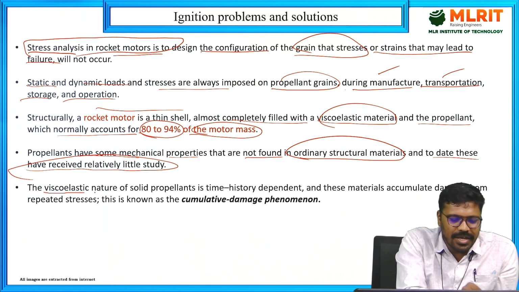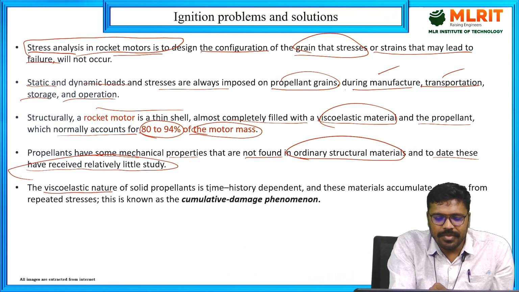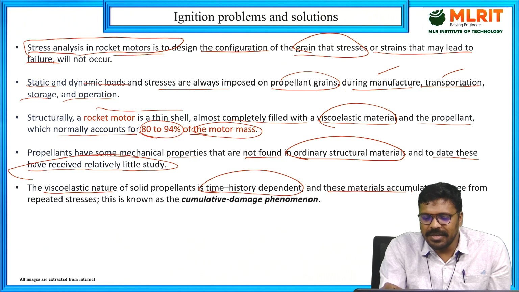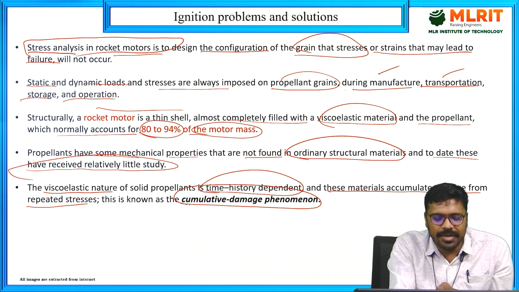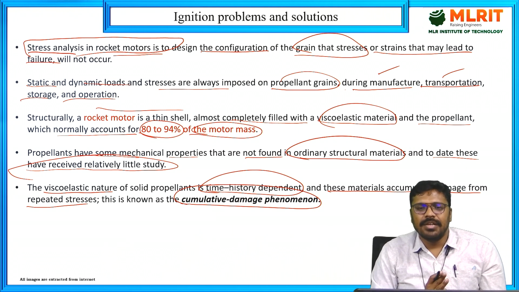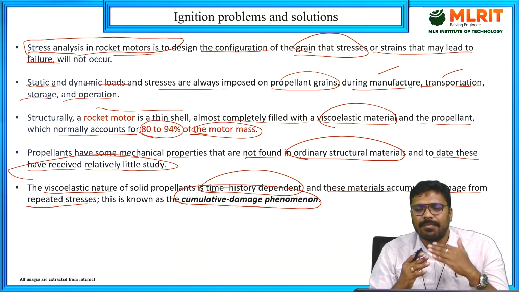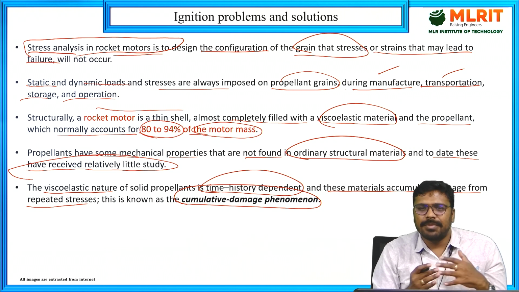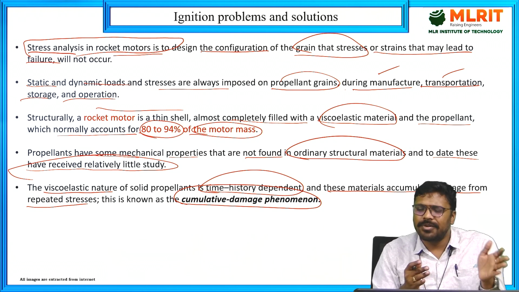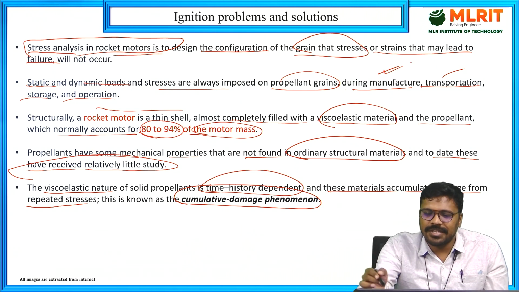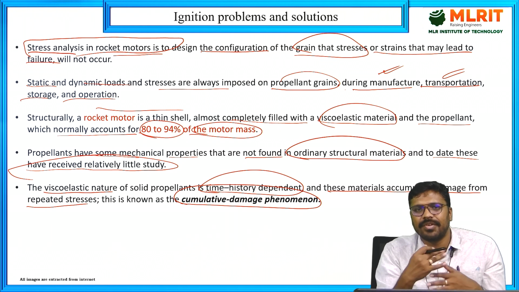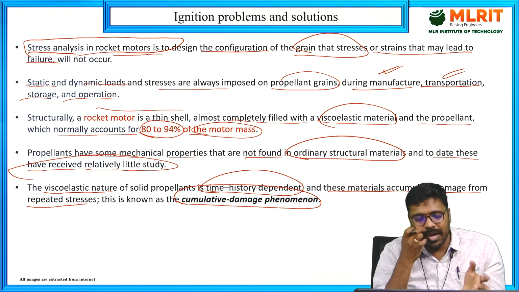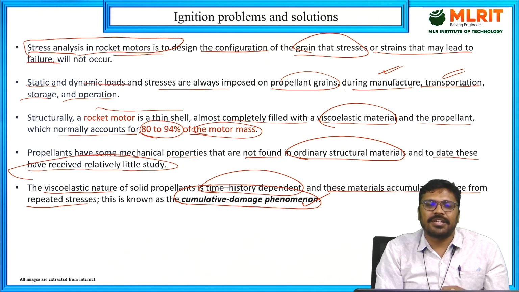The viscoelastic nature of the solid propellants is time history dependent, and these materials accumulate damage from repeated stresses. This is known as the cumulative damage phenomenon. Even though the load applied on the propellant grain is very small, because of the continuous loading during the different stages like manufacturing, transportation, storage and operation, all these stresses combine and give a cumulative damage effect at the time of propellant burning.